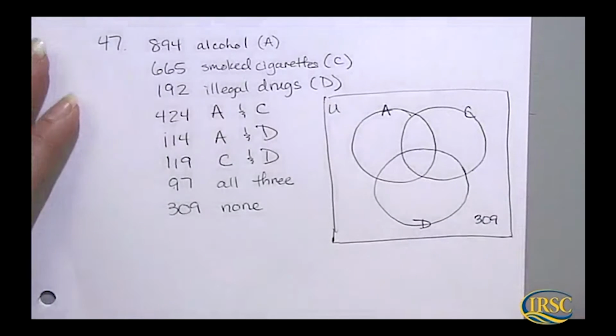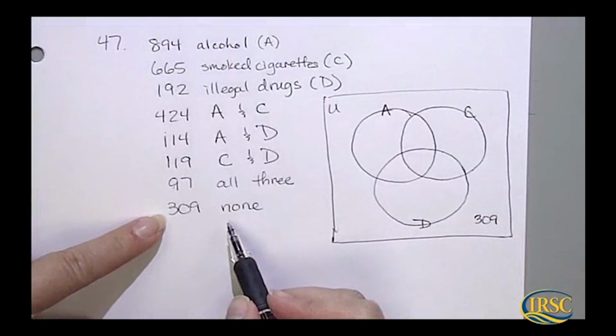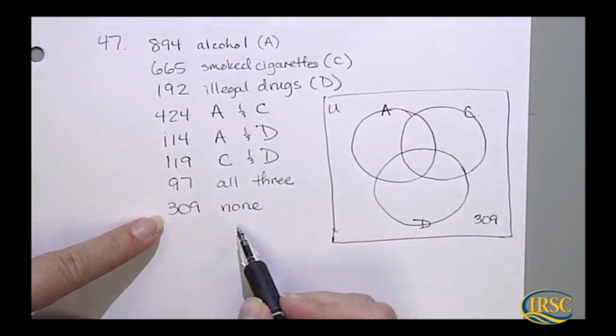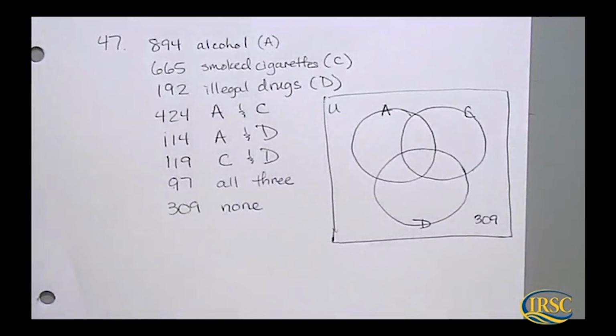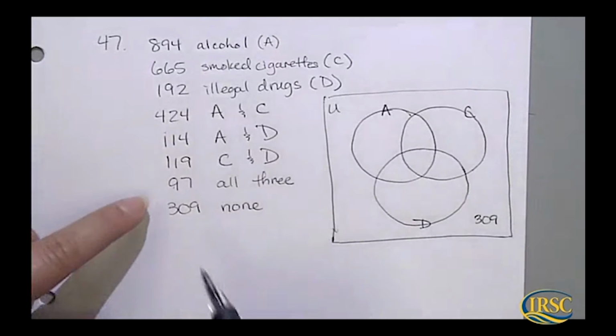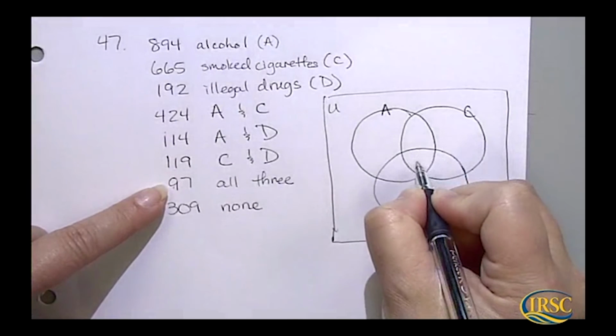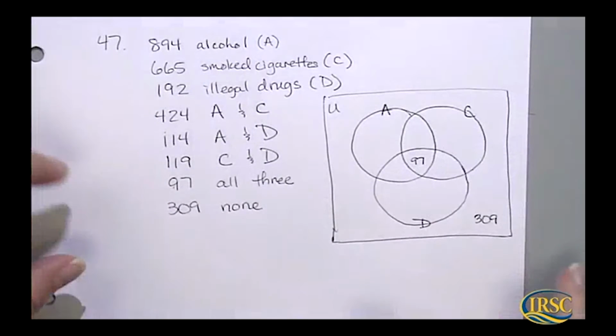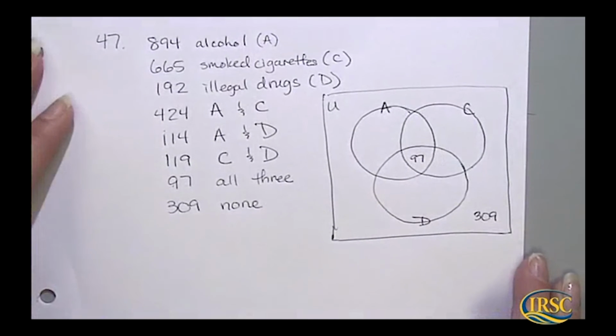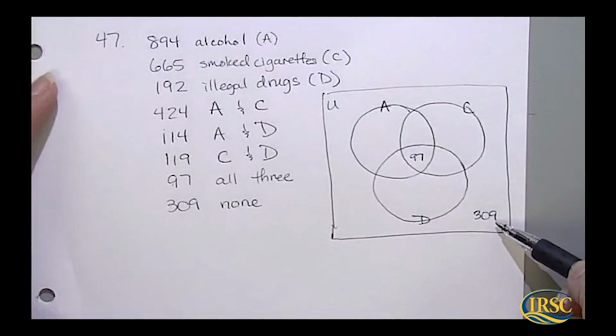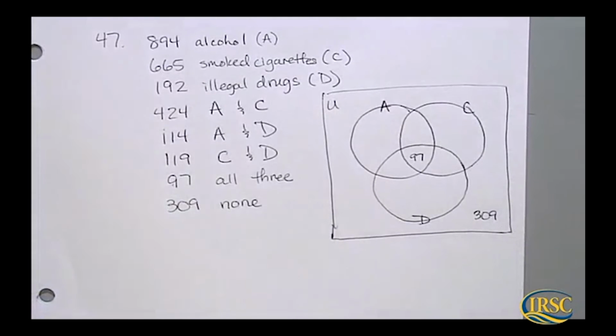So 309. You're either going to get the information that none of them did it, or you're going to get, like in the other problem, it told you how many total there were, and then you have to subtract to figure out that number. Okay, so then 97 did all three, and so 97 belongs in the very center, because that's what represents all three. So notice that, by the way, the 309 was the exception to starting in the innermost part, because we knew that that was completely out of the circles, so it didn't affect anything.